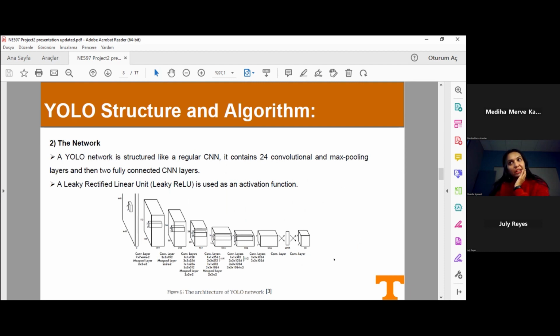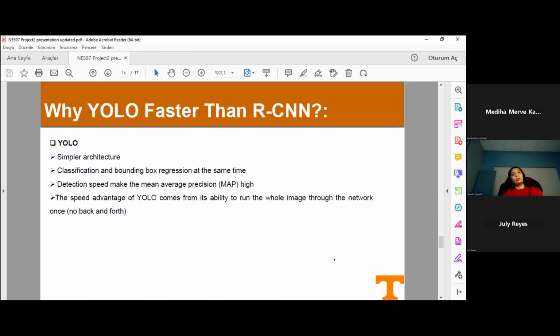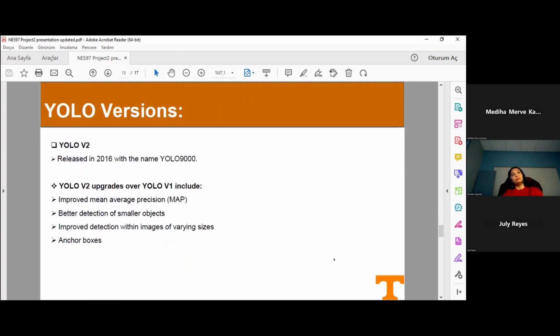How did they change the architecture of YOLO V2? Yeah, it's a good question. I mentioned it in my slides also. YOLO V2 upgrades over YOLO V1 include improved mean average precision, better detection of smaller objects, improved detection within images of varying sizes, and anchor boxes.